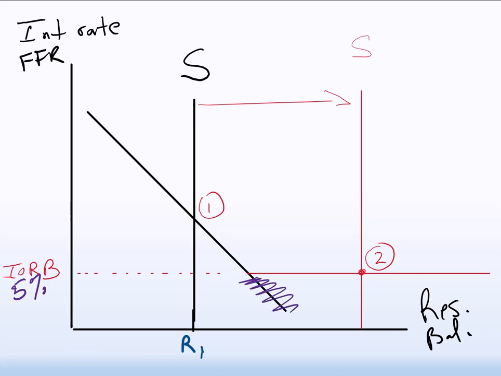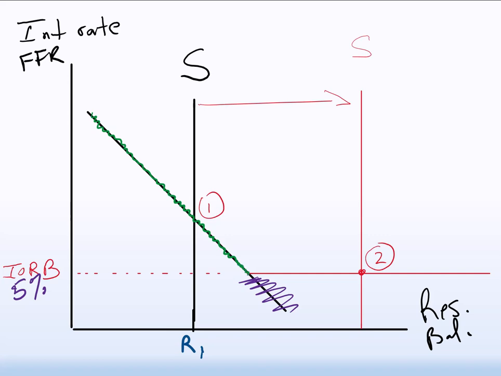Well, it still exists, but it's inoperative. In other words, it represents the willingness of some participants, some commercial banks, to pay really low rates to borrow funds, but those transactions will never happen because the lowest interest rate that'll happen is at the interest on reserve balances. Therefore, the demand curve looks like this. It's downward sloping all the way along here.